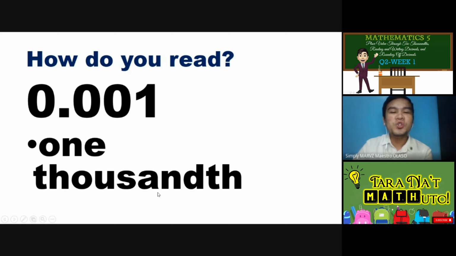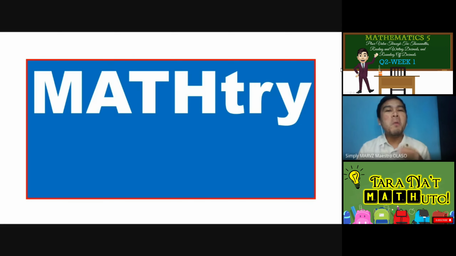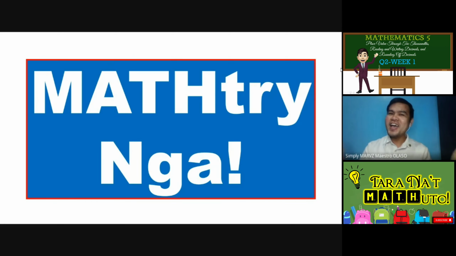So 1,000. Why 1,000? Because 1 is in the third place. So that is in the place value of thousands. So therefore, it's 1 thousandth. Did you understand? Congratulations. And let's do math try nga.